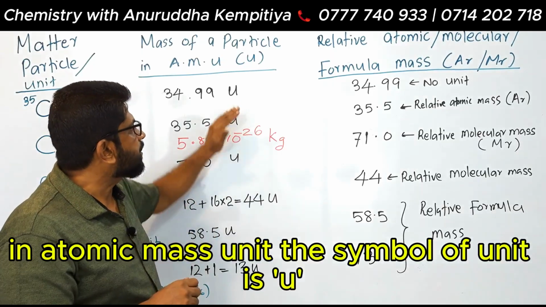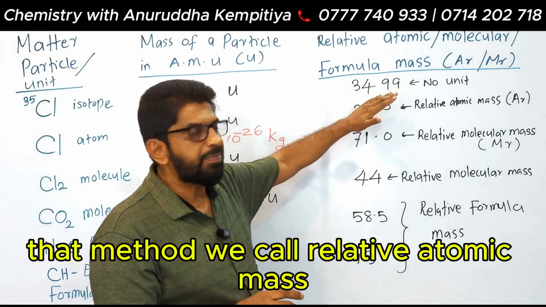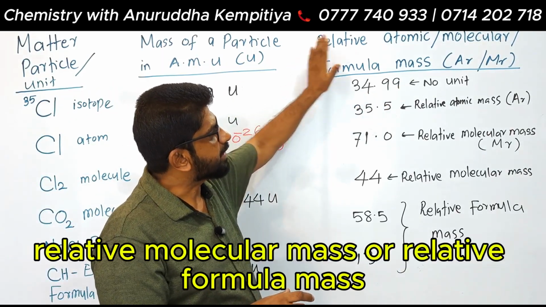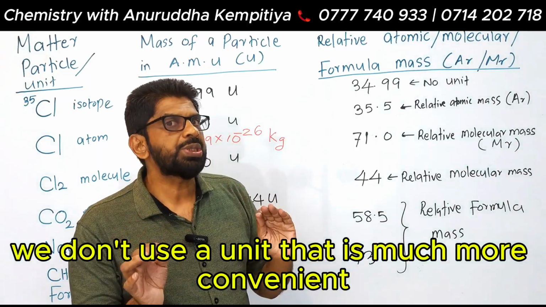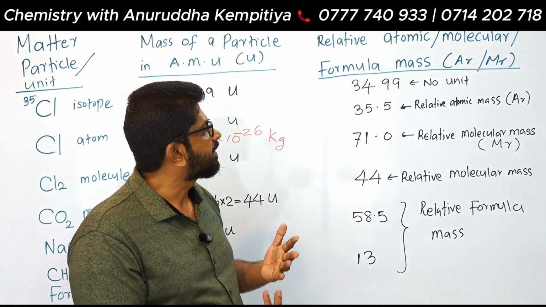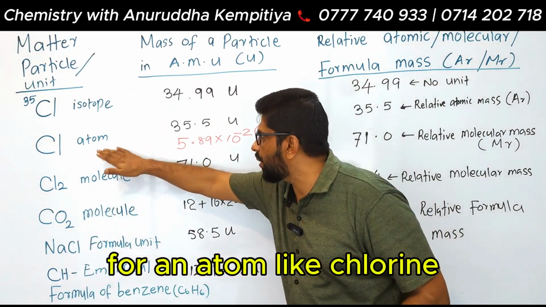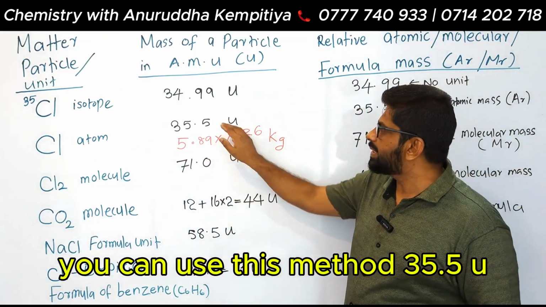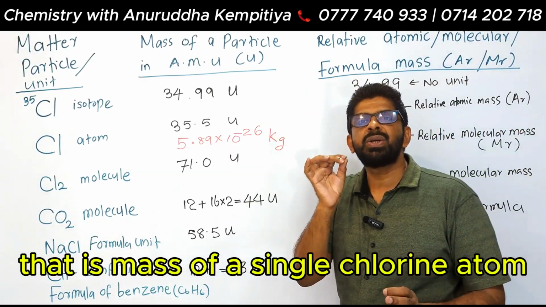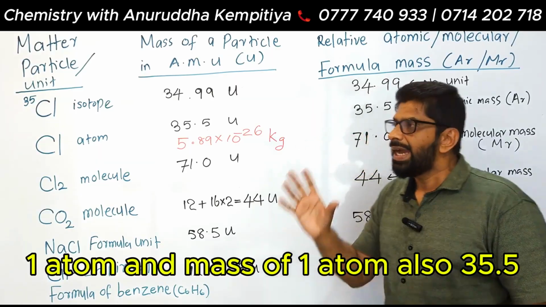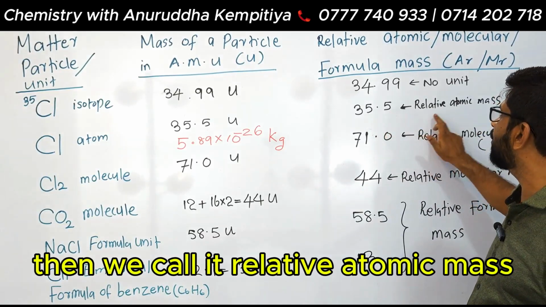In atomic mass unit, the symbol of the unit is u, but in the other method, we call it relative atomic mass, relative molecular mass, or relative formula mass. We don't use a unit, which is much more convenient. For an atom like chlorine, you can use this method: 35.5 u is the mass of a single chlorine atom, one atom. And if the mass of one atom is written as 35.5, then we call it relative atomic mass.